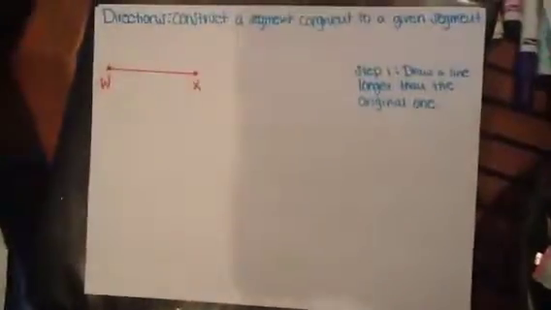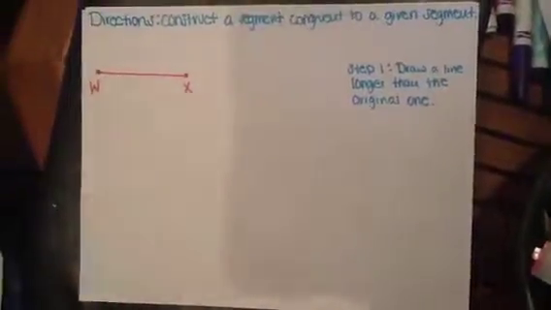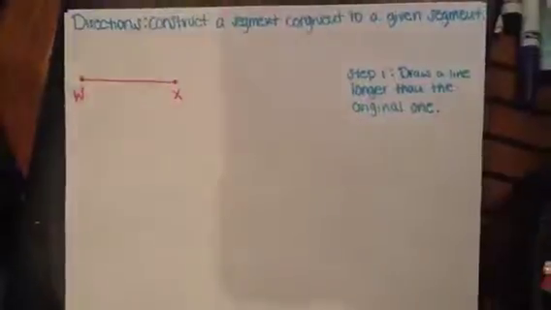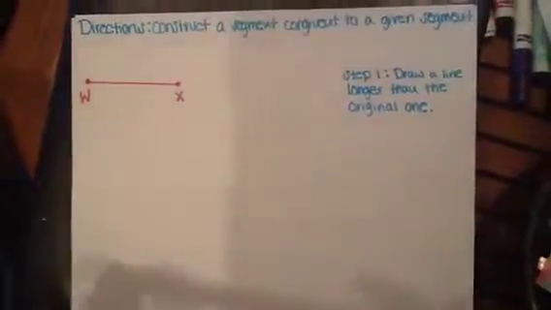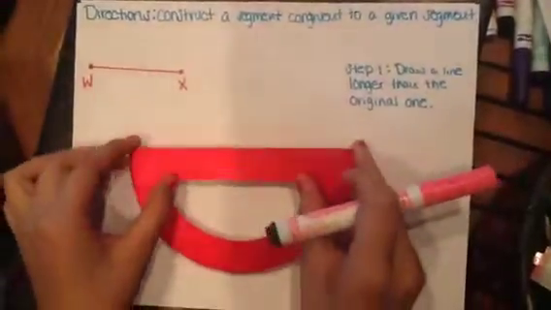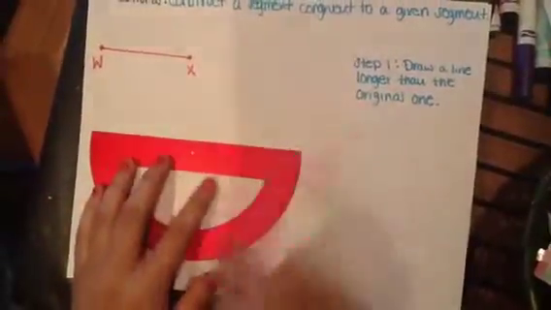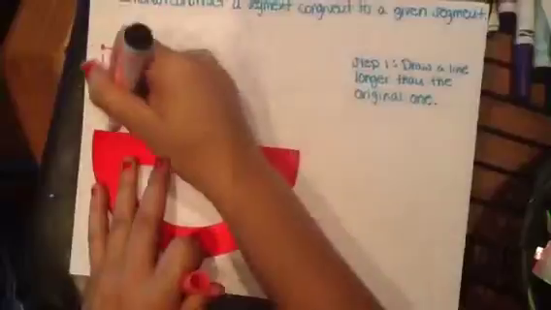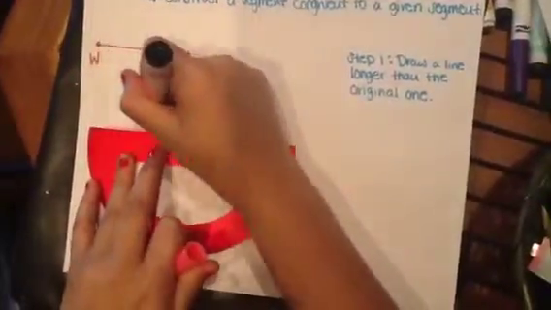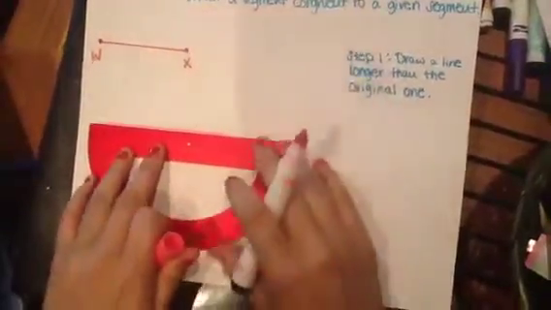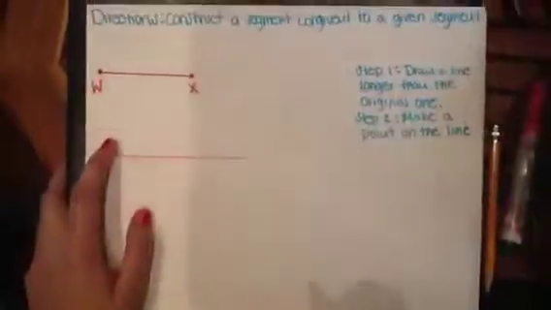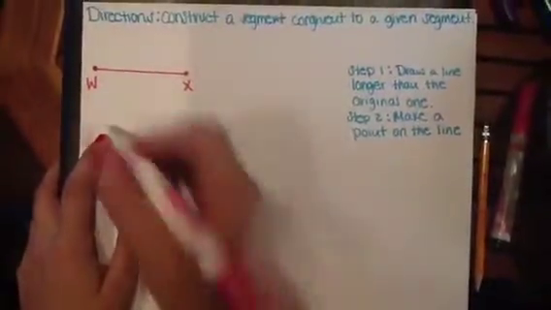Today I will show you how to construct a segment congruent to a given segment. First, you're going to get the straight edge and make a longer line than the segment given. Next, we are going to make a point on the line.